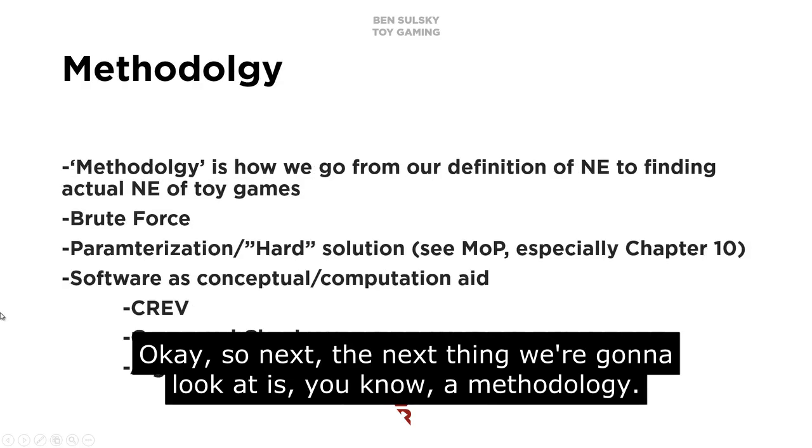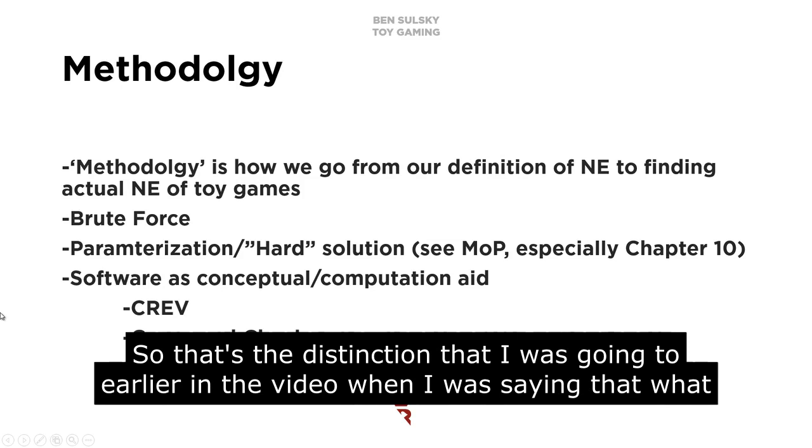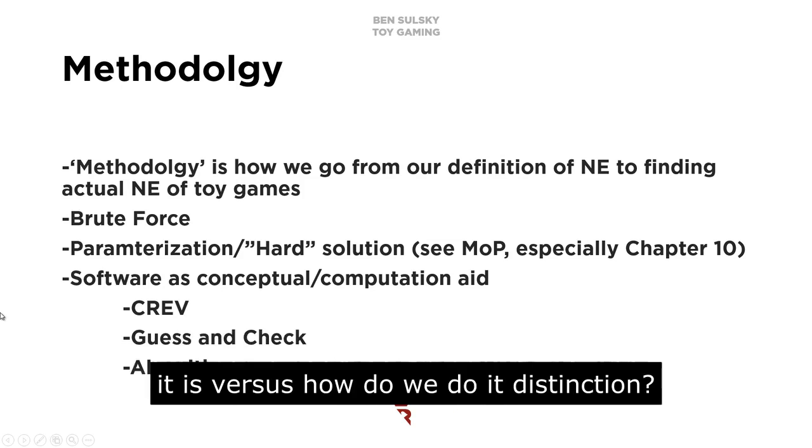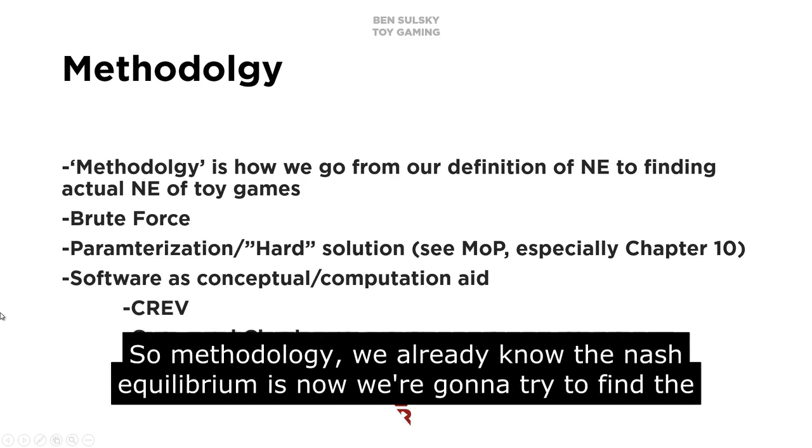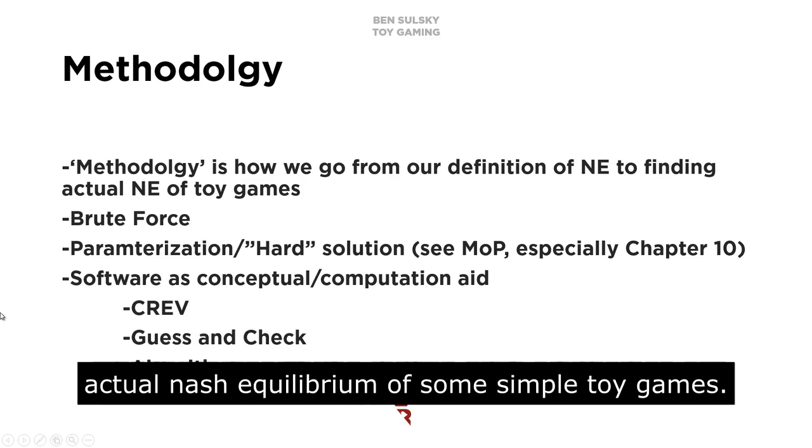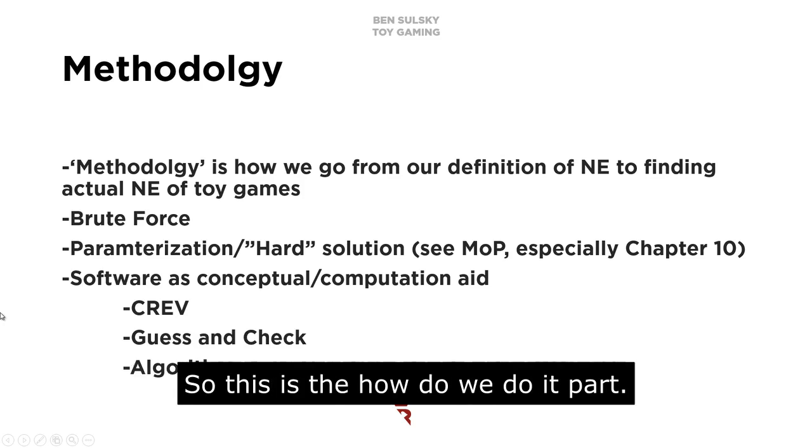Okay. So the next thing we're going to look at is a methodology. That's the distinction I was pointing to earlier in the video, when I was saying the "what it is" versus "how do we do it" distinction. So methodology: we already know what a Nash equilibrium is. Now we're going to try to find the actual Nash equilibrium of some simple toy games. So this is the "how do we do it" part.